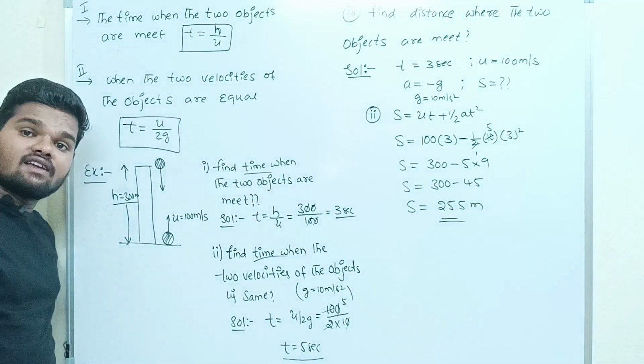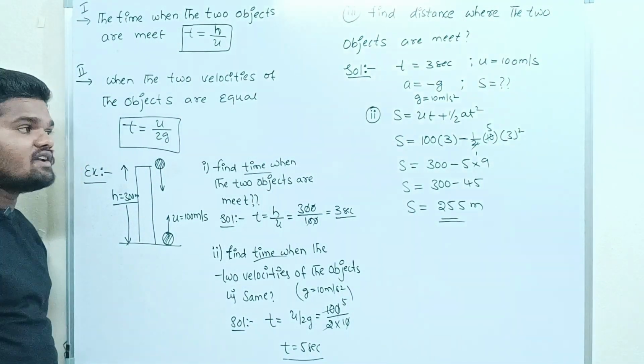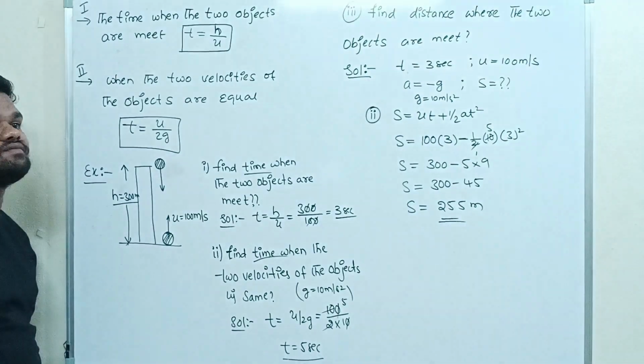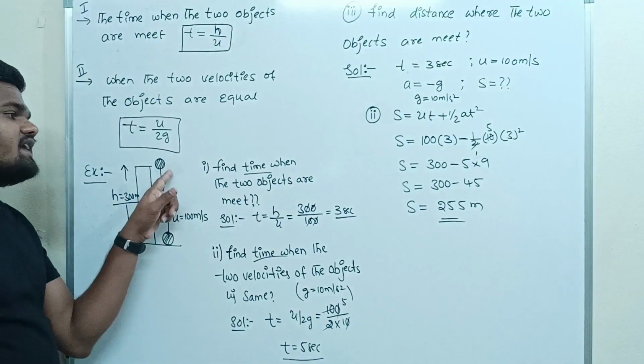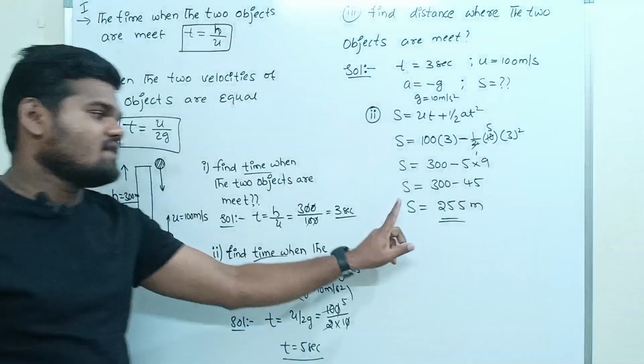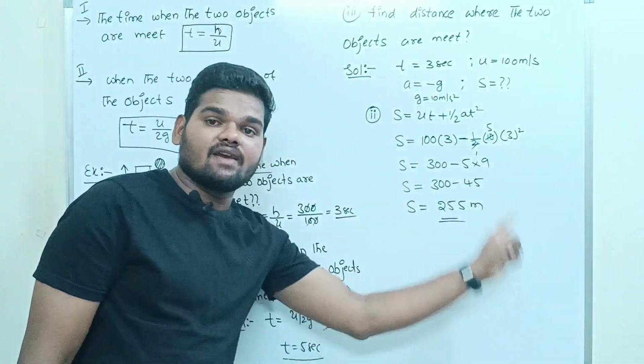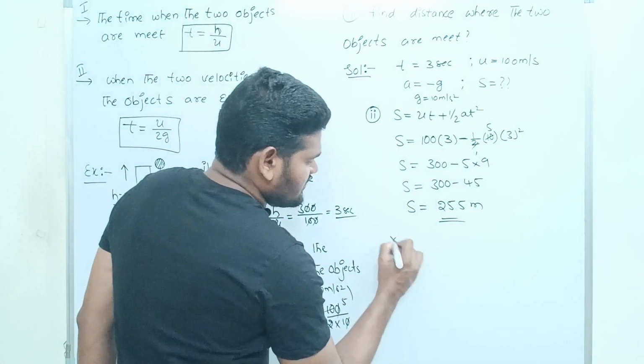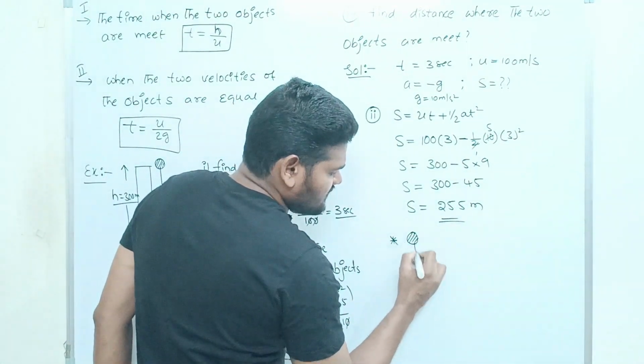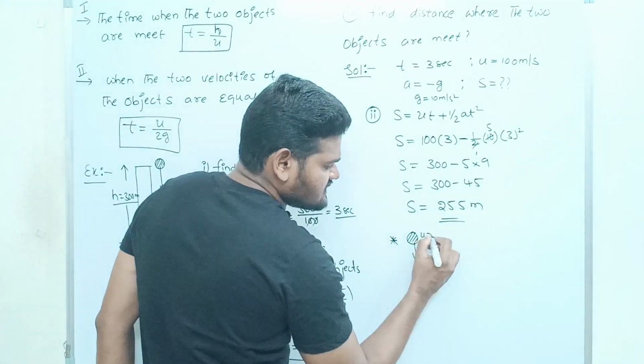Is it clear? Any doubt? Pause the video. Write the solution. So if you want to find out in this object, you will get the same distance. For this object also, you will get the same distance. Have a look. So in case of this object, freely falling object, initial velocity 0.